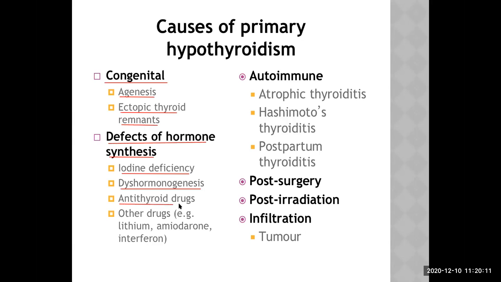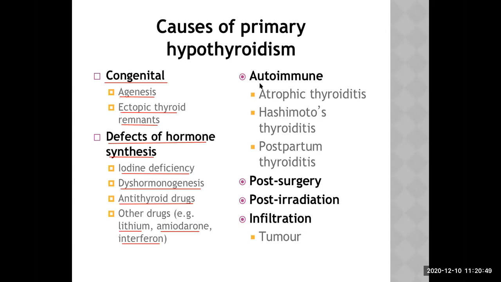Antithyroid drugs. Now see that. Just now we talked about hyperthyroidism: propylthiouracil, methimazole, and carbimazole. These are the antithyroid drugs. How do they act? They block the synthesis of thyroid hormone. So a side effect can be relative hypothyroidism. And other drugs like lithium, amiodarone, and interferon can also lead to a hypothyroid condition, by antagonizing the thyroid hormone, by inhibiting thyroid hormone synthesis, or by damaging the thyroid gland.